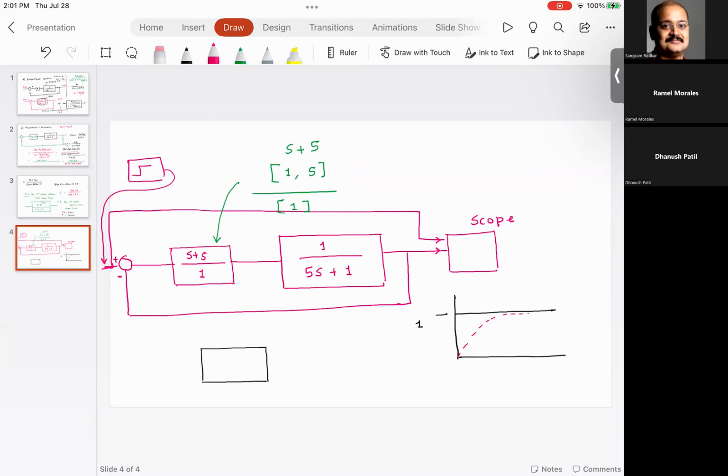So MATLAB is actually giving you an error. Please take it out and put a PID block there, because it's not a realizable transfer function. That's what MATLAB is saying. Just take a PID block. In the PID block, let's say proportional is 5, derivative 0, integral 0. Run. And then you should see the same result as your proportional control.